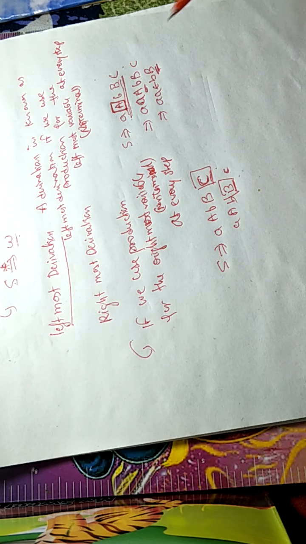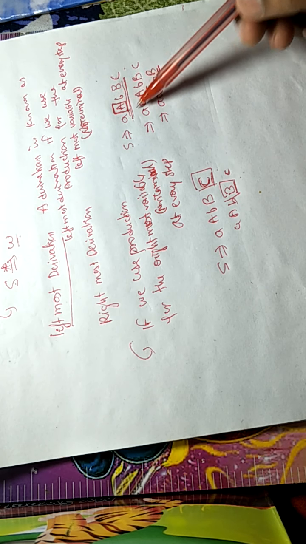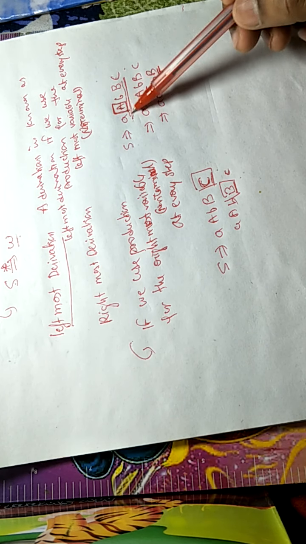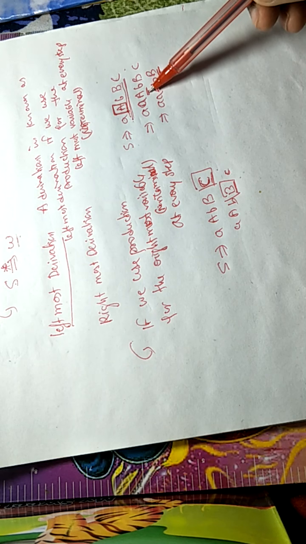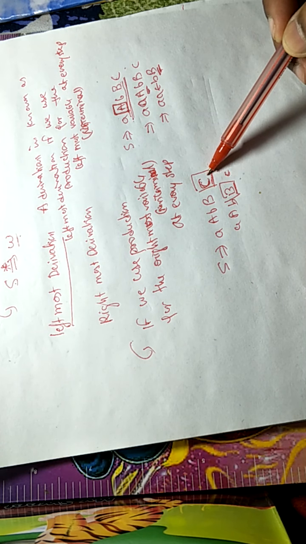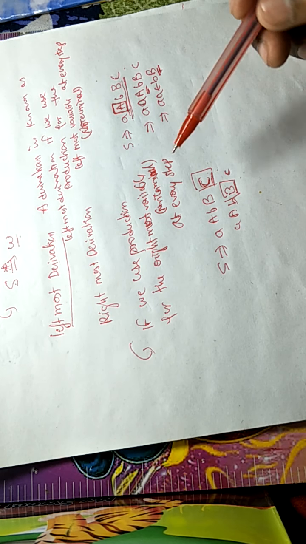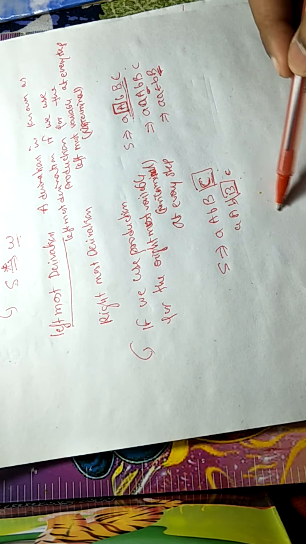So we apply the process from the right hand side, and here we apply the process from the left hand side. The leftmost variable will be replaced first. Here the rightmost variable or rightmost non-terminal is replaced first at every step, and this process is known as the rightmost derivation, and this process is known as the leftmost derivation.